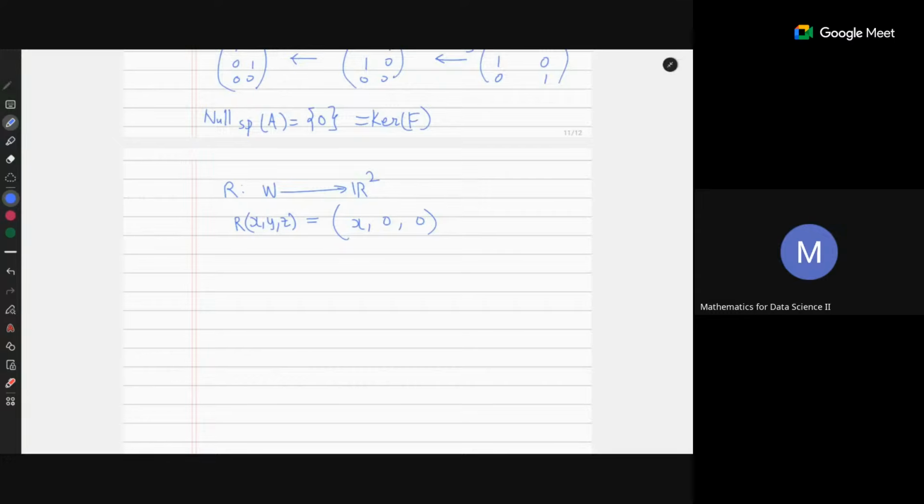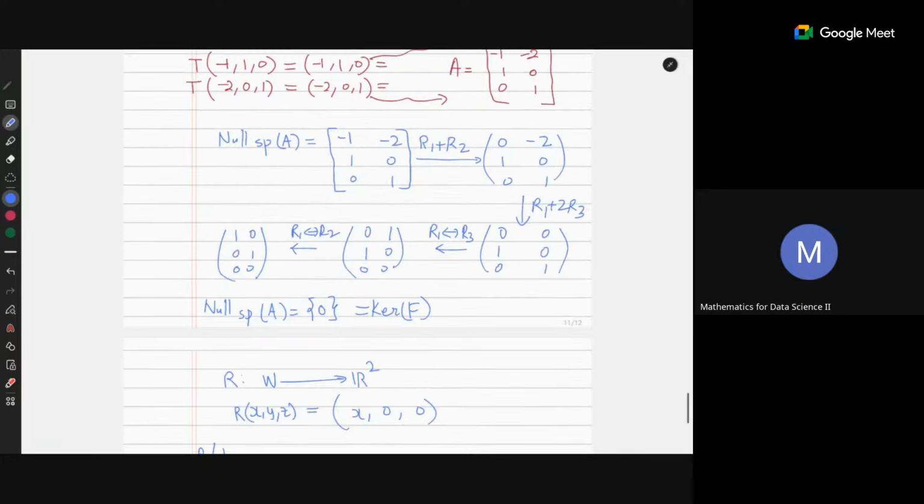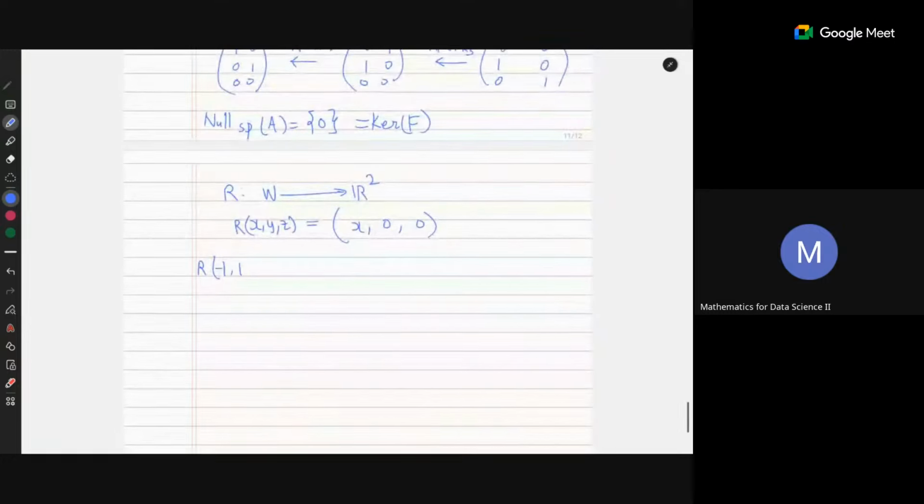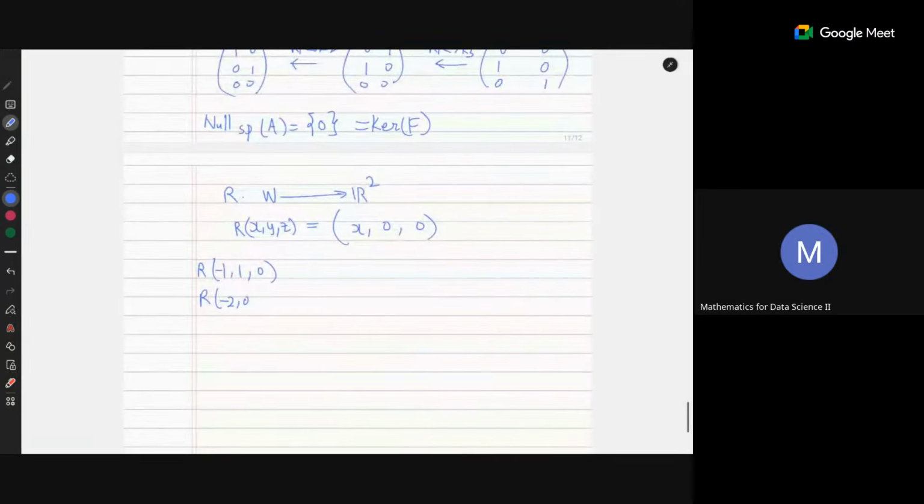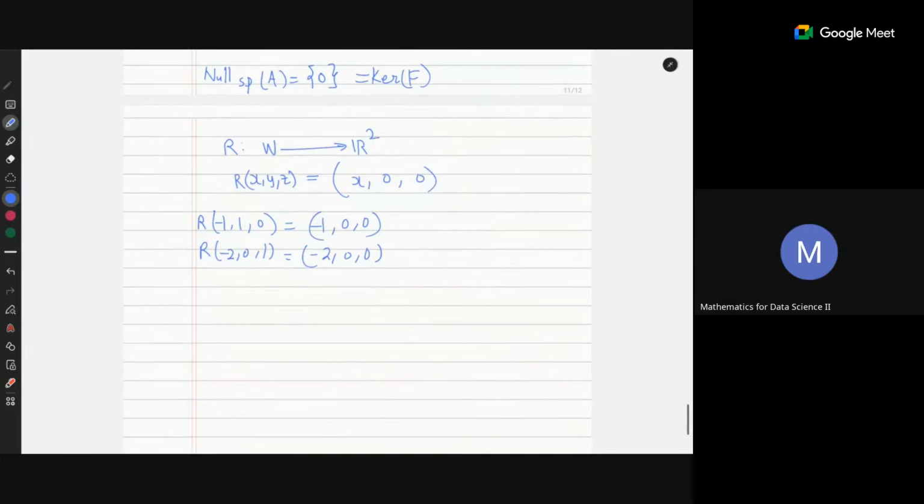All right. Now let's see this. R of what were the bases? R of -1, 1, 0, and R of -2, 0, 1. Where does this go? This goes to -1, 0, 0. And this goes to -2, 0, 0. Again, sorry, with R3, not R2. Because we have the standard basis on R3, these will correspond to the columns. So the matrix will be -1, 0, 0, -2, 0, 0.